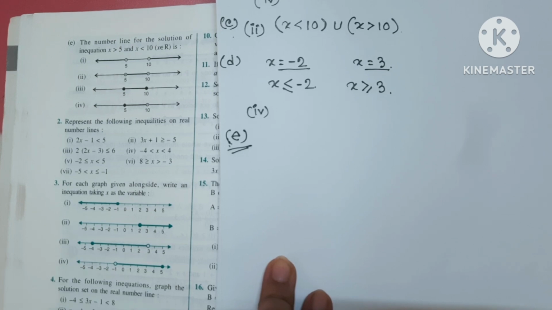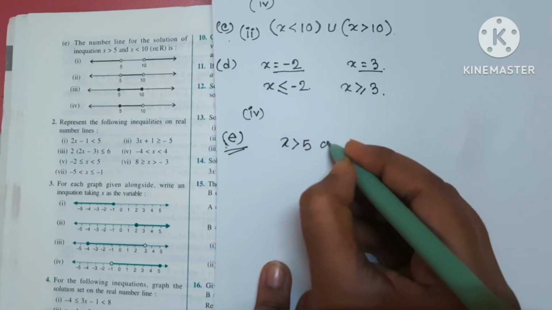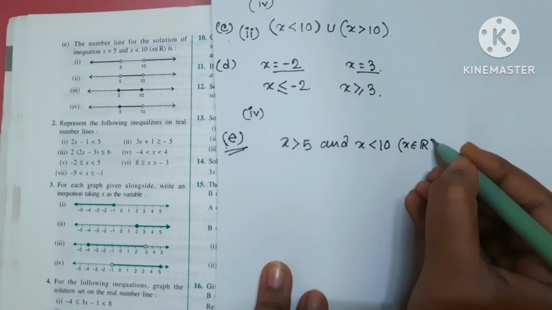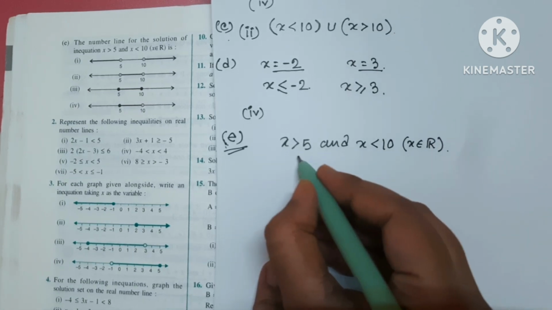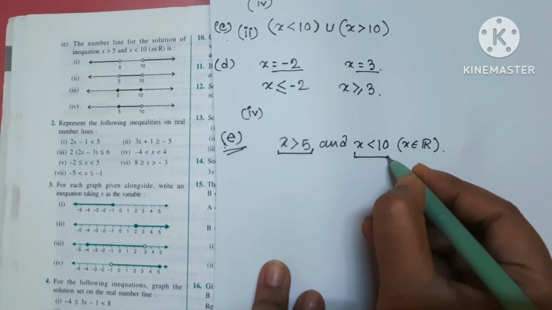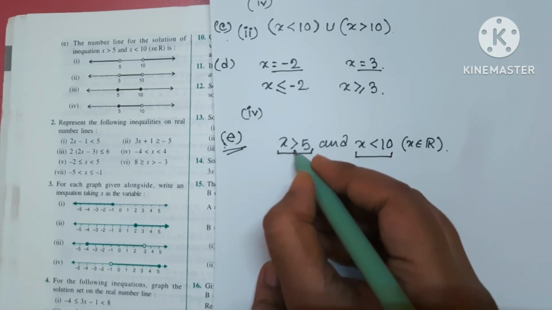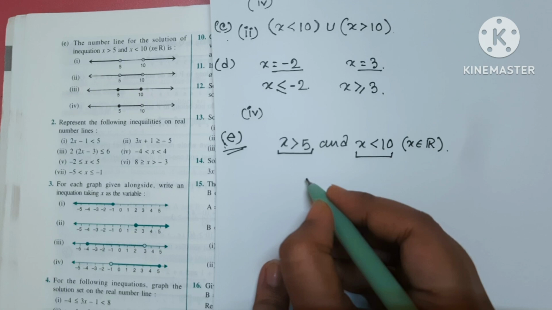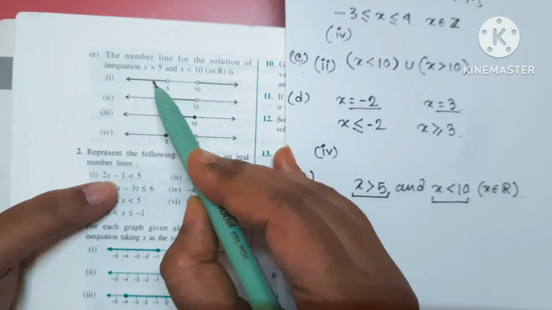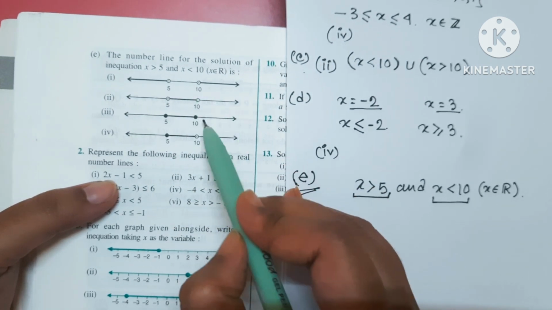The number line for the solution of inequation x greater than 5 and x less than 10, x belongs to R. Okay. So we are considering here x greater than 5 and x less than 10. Now we are not considering the endpoints because these are strict inequalities. Okay. So obviously which option will be the correct one? See the first one. Here they are considering x less than 5, x greater than 10. So that is not the correct answer.